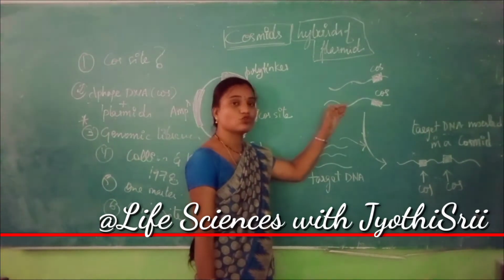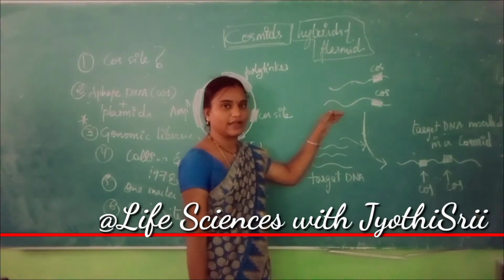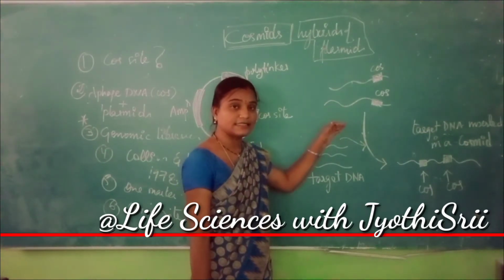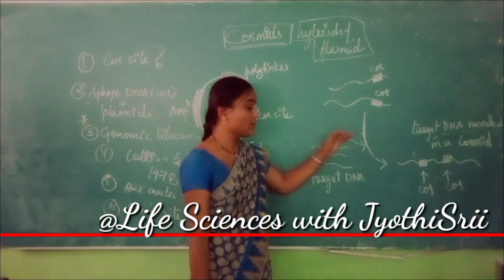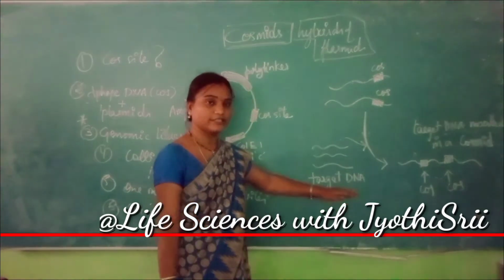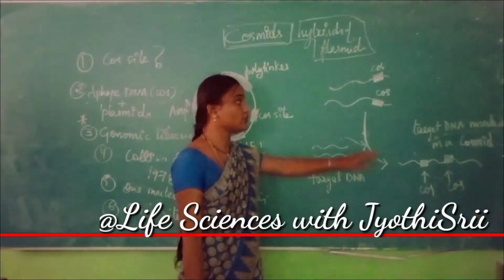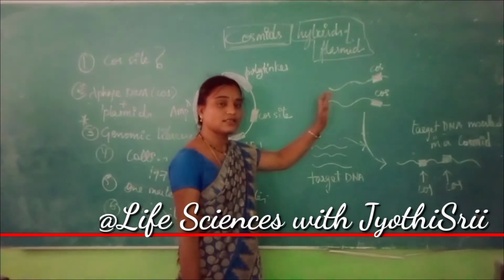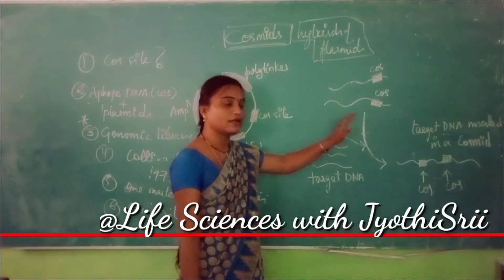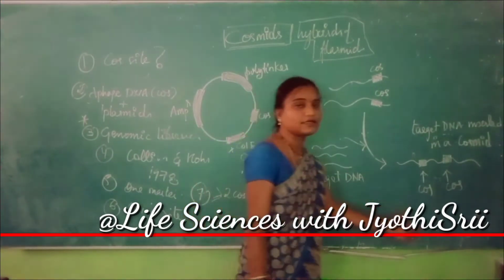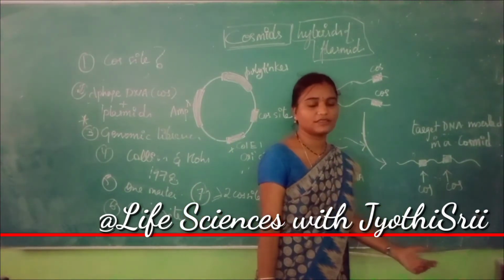These two cos site containing DNA fragments should be ligated with your target DNA molecule. Assume that this is your target DNA molecule. This target DNA molecule should be ligated with the cosmid vector fragments in order to be easily inserted into your host organism.